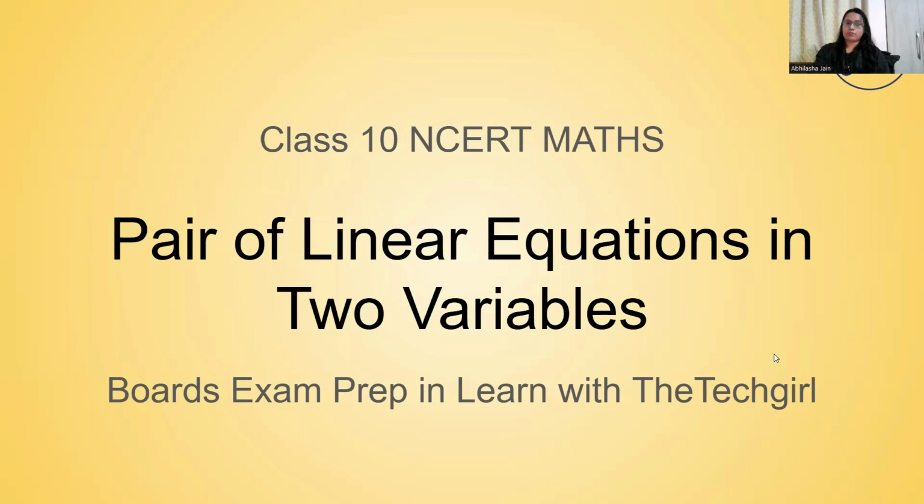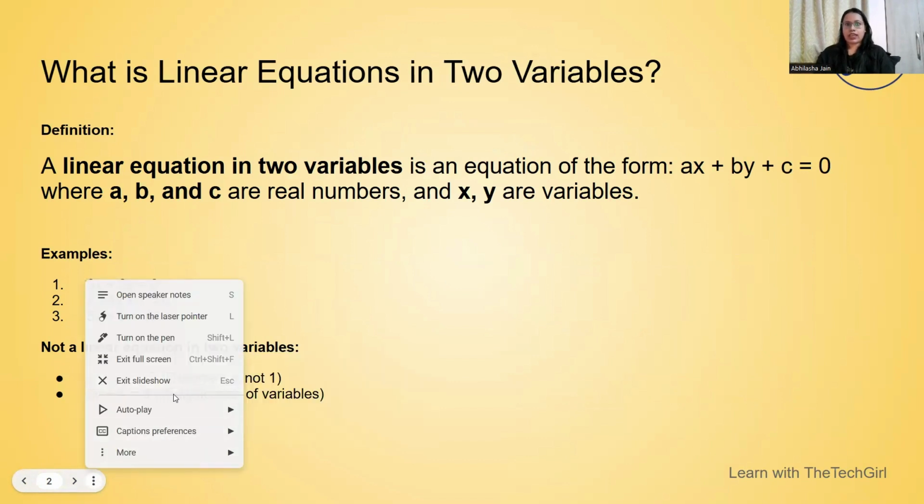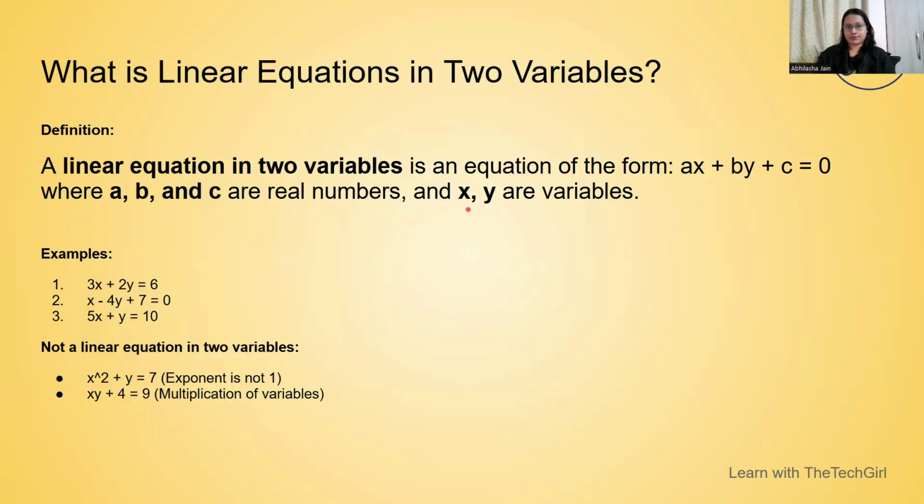So we are going to start with the basics. The first question is, what is a linear equation in two variables? A linear equation in two variables is an equation of the form ax plus by plus c equal to 0, where a, b, c are real numbers and x, y are the variables. Since there are two variables x and y, and this is a linear equation, since the highest power of this equation is nothing but 1. Yes, the highest power is 1 in both the cases. So this is a linear equation and it has two variables, so linear equation in two variables.